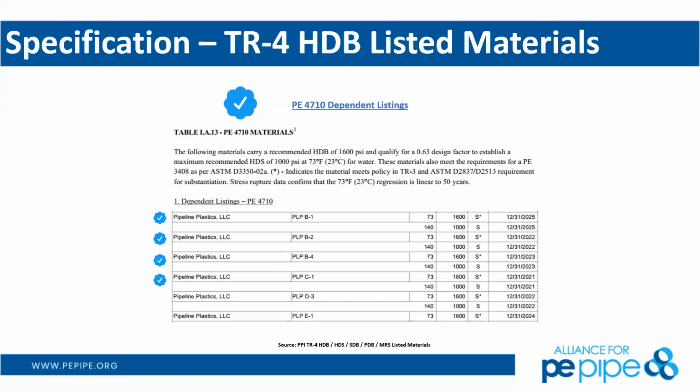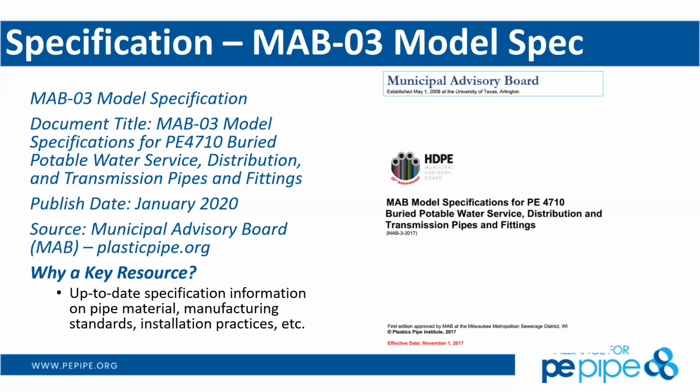So it has a rating at 73 degrees of 1600 PSI, and it has a rating at 140 degrees Fahrenheit of 1000 PSI. Now that's not pressure, remember, that's circumferential stress. So there's a formula that we use to translate stress into pressure. And so you can see that's a really good analysis. There's an online searchable tool for that as well to see who's listed in there in real time and who isn't.